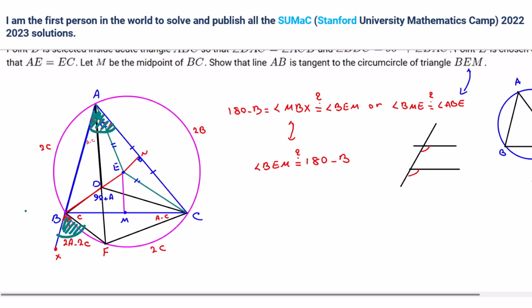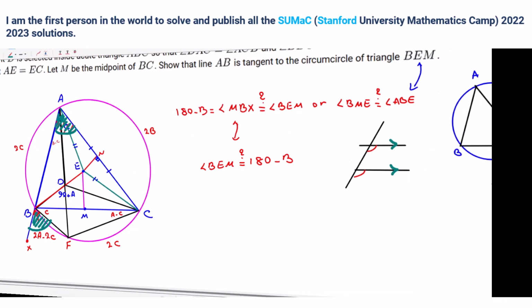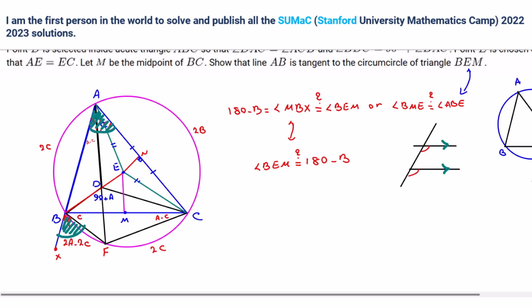Okay, so use this approach: two lines are parallel to each other when these two angles are equal. Use the same thing and conclude which two lines are parallel. So then just AC and BF. AC and BF, good job. AC and BF are parallel to each other. Okay, these two are parallel to each other.